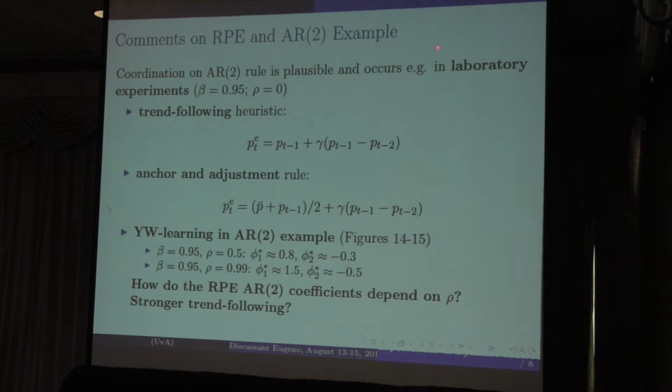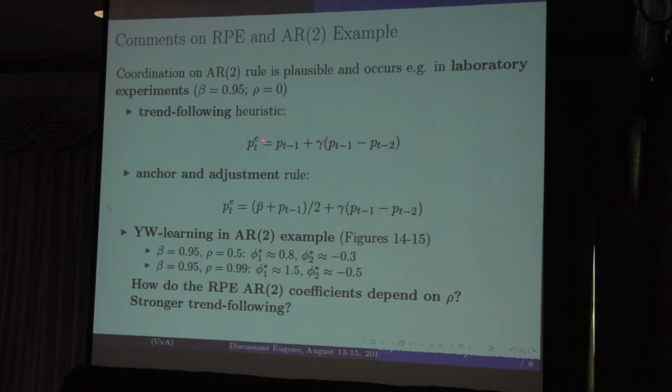Now we have actually run experiments very similar to your setting with the AR2 rule, and we also had exactly the same beta coefficient, 0.95, so that's the coefficient before expectations. But these were experiments without exogenous correlated shocks. But what we found there is coordination on AR2 rules.